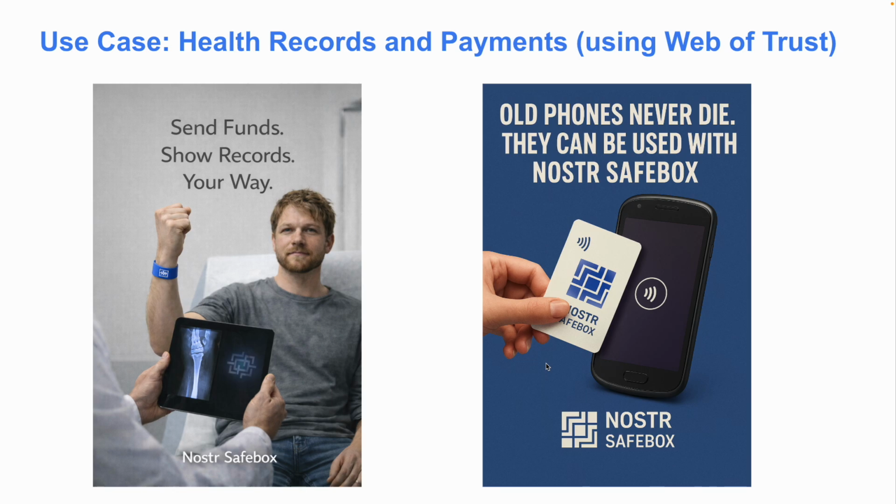The use case I'm focusing on is health records and payments using the Web of Trust. The visual on the left-hand side is showing someone with an NFC card or an NFC bracelet receiving a record, and they can actually make a payment if they use their NFC bracelet or their NFC card.